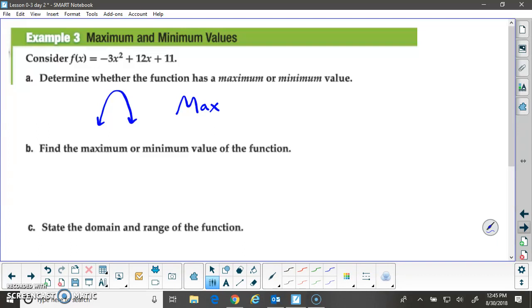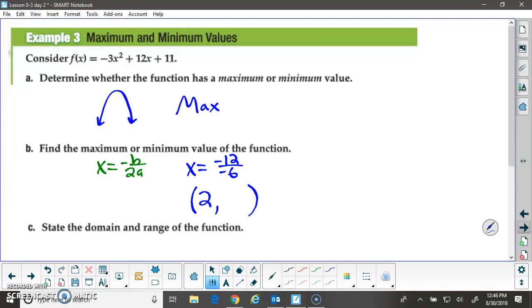Part B then says find the maximum value of that function, and to do that, we have to find the vertex. To find the vertex, we use the formula, negative b divided by 2a. And if I were to do that, looks like we get 2 for our corresponding x value.